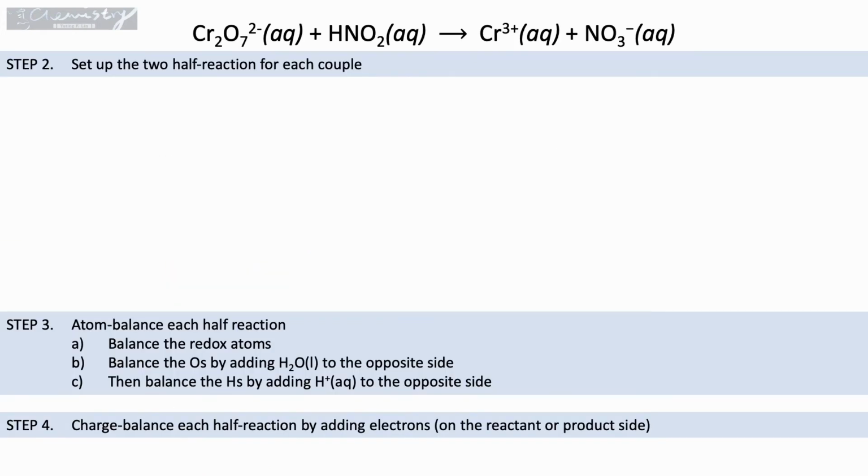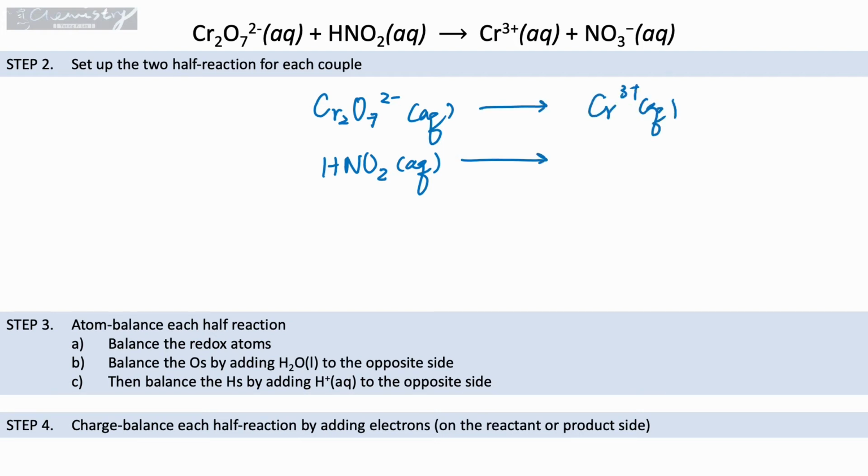For step 2, we are going to start by setting up the half reactions for each couple. So the first couple we know is the dichromate ion reducing. And then the second one we have is the oxidation of the nitrogen in the nitrous acid. And we are going to write down the entire substance where the nitrogen is in, instead of just the nitrogen by itself.